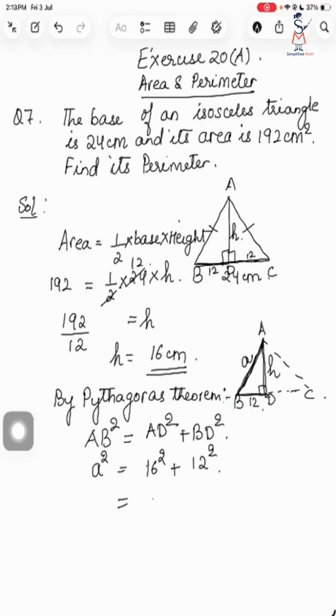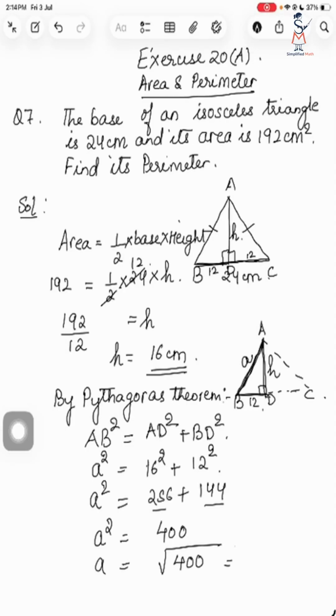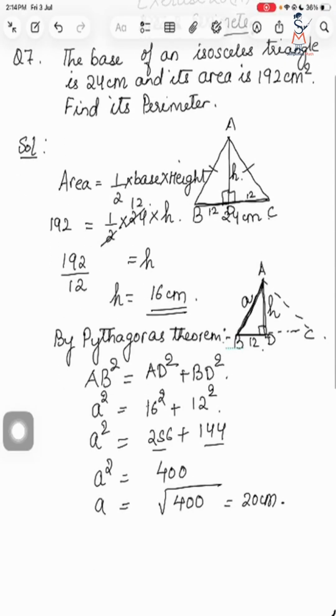So 16 square becomes 256 plus 144 is A square. A square, this together becomes 400. So A will be the square root of 400. The square root of 400 will become 20 centimeter, where we take only the positive one, not the negative one, because it's the side.